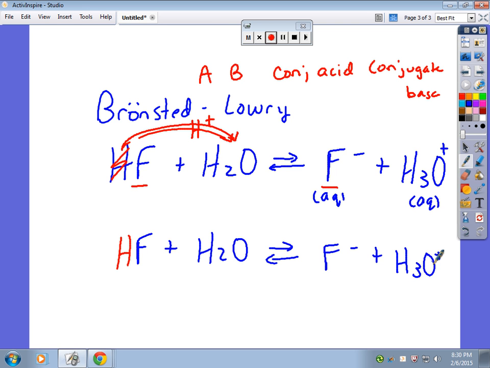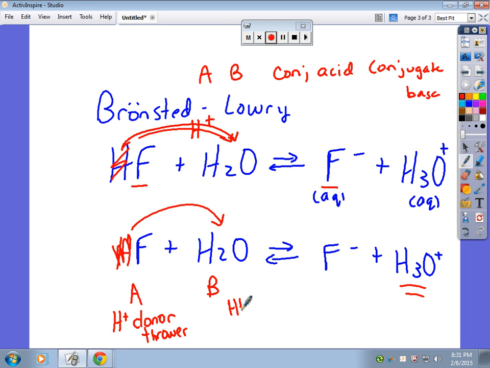What happened? This hydrogen went flying through the air and is attracted to this water. Leave me just with fluorine. And now what do I have? My hydronium ion. So this is my acid and this is my base, because according to the Brønsted-Lowry theory, the hydrogen donor, or the hydrogen thrower, is throwing to the hydrogen acceptor, or the hydrogen catcher. They're playing throw and catch with the hydrogen ion.